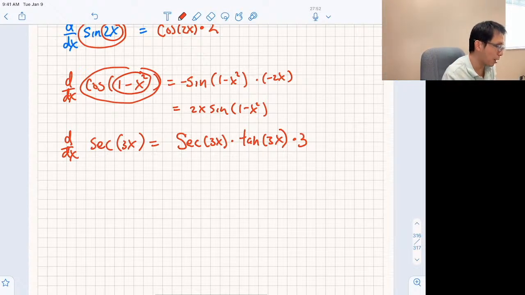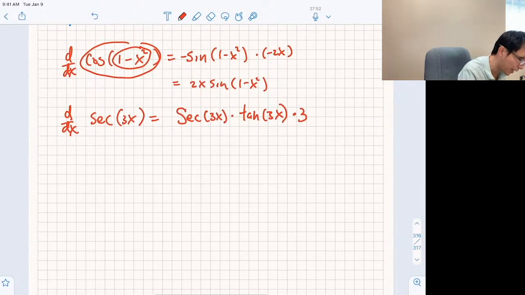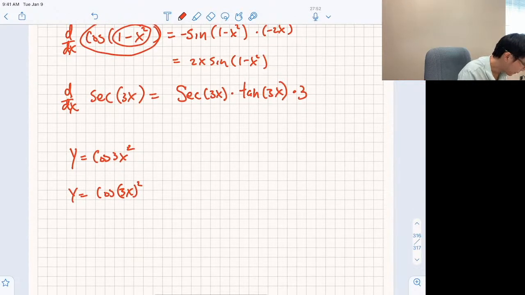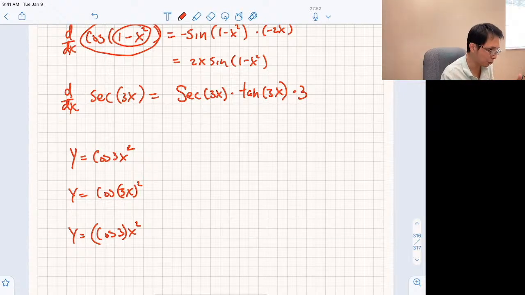Now, other thing is about the parentheses. So I want to talk about the parentheses part. The parentheses part is actually very crucial. A lot of you guys need to understand the parentheses. So if I have y equal to cosine of 3x squared, and y equal to cosine of (3x) squared, and y equal to cosine (3x squared). Do you see how I have first one no parentheses, second one a parentheses, third one is a parentheses, but they all sound the same when I read it out loud.